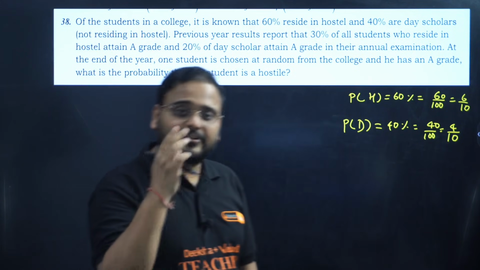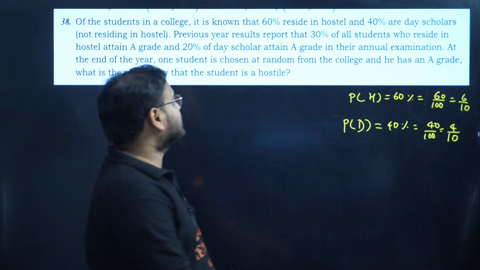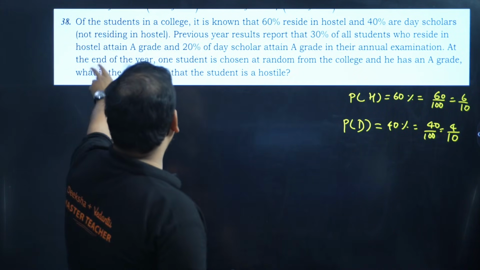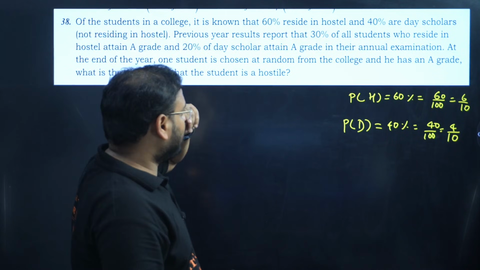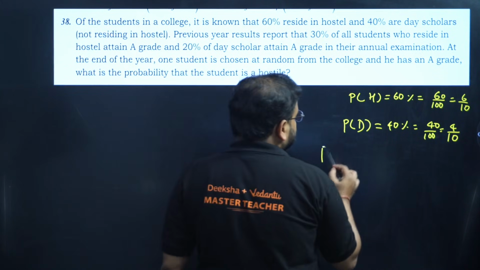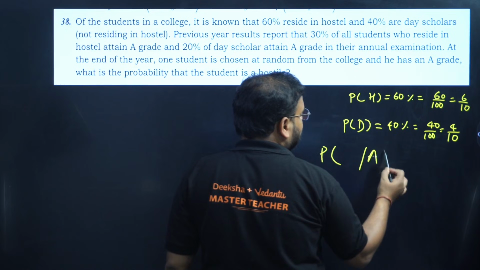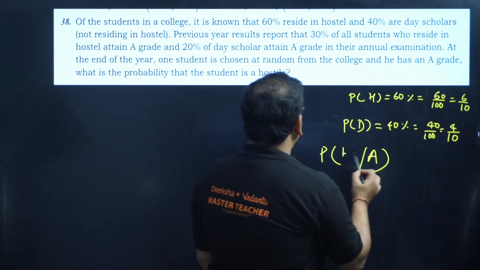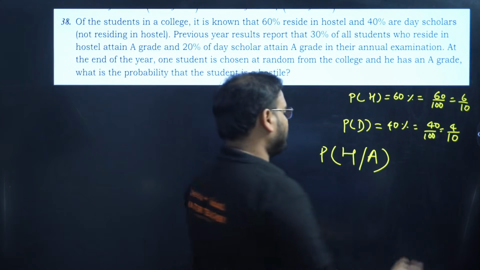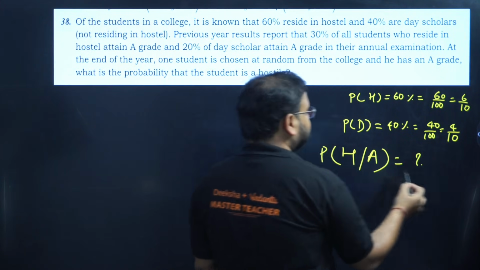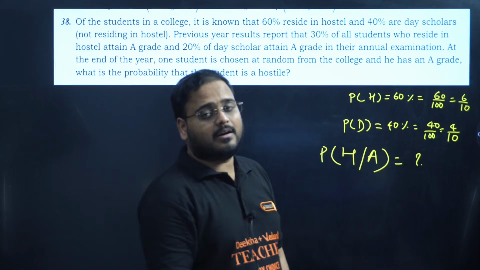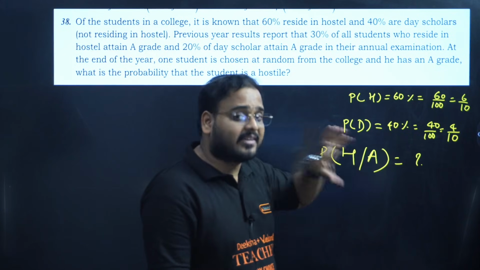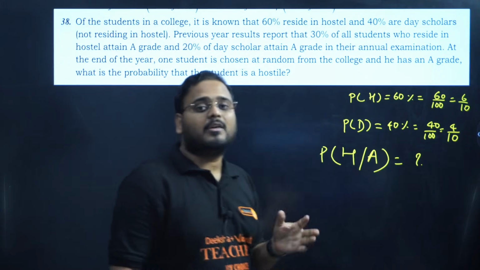Now after learning the first statement, go ahead and ask yourself what they are asking us to find. That will be in the last statement. Check the last statement. At the end of the year, one student is chosen at random from the college and he has an A grade. Means the student chosen already has grade A. What are they asking? What is the probability that the student is a hostelite? P of H given A. This is what they are asking us. Conditional probability of a student who is an A grade achiever also being a hostler. Means you already chose a student as an A grade student and the student should be a hostler. We're looking for that probability.